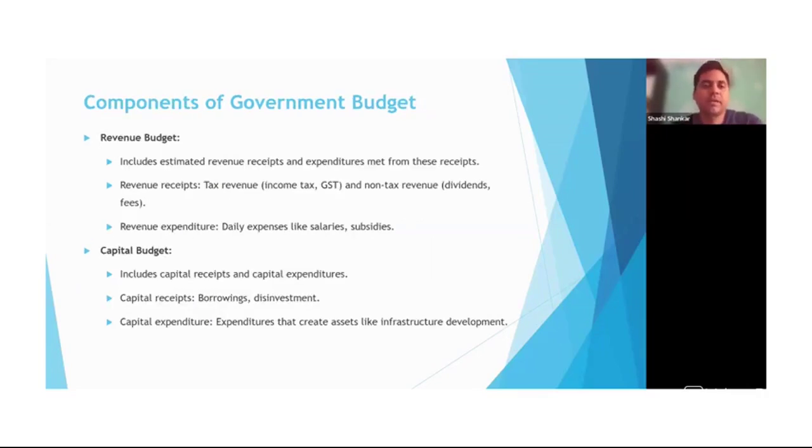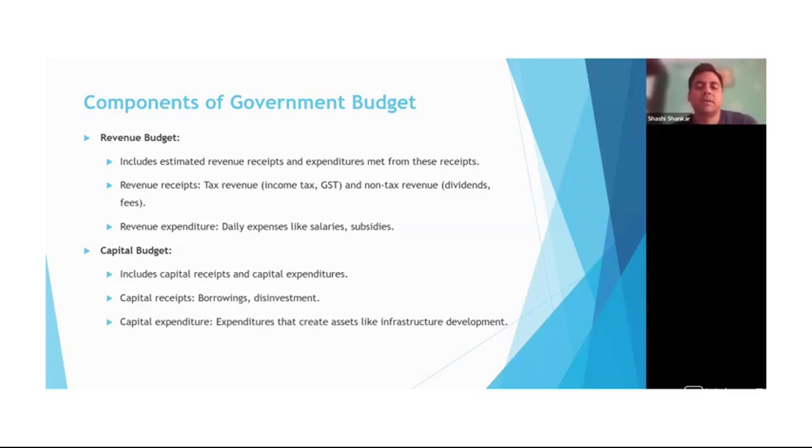Now moving to the next, the components of government budget. What are the components? So one is revenue budget, another one is capital budget. So if you're talking about revenue budgets, it includes estimated revenue receipts and expenditures made from these receipts. Okay, so revenue receipts contain tax revenue and non-tax revenue. So tax revenue is income tax, GST, and non-tax revenue may be dividends and fees from the government organizations.